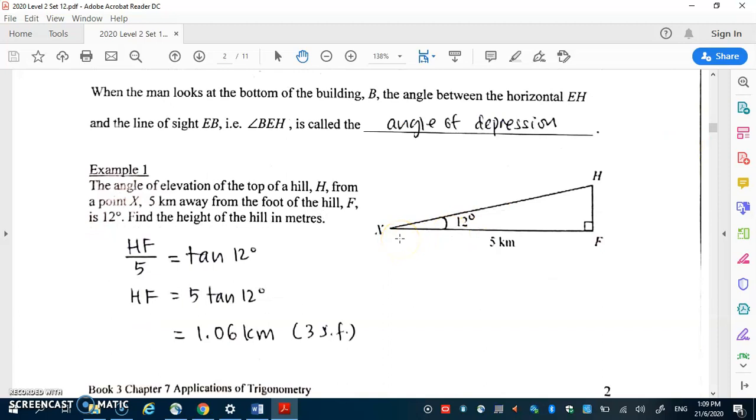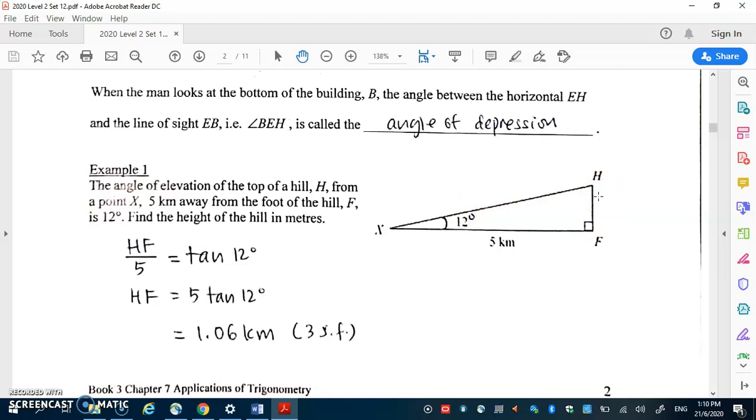Okay, let's say there's a point X, and the question says the angle of elevation of the top of a hill H from a point X, which is 5 kilometers away from the foot of the hill F, is 12 degrees. Find the height of the hill in meters. Okay, so they want this height of the hill, which is FH, in meters. So take note of the units. Over here, XF is 5 kilometers. Angle of elevation here is 12 degrees, because remember, angle of elevation is between the horizontal and the line of sight. Okay, so it's 12 degrees, but they want the height of the hill in meters.